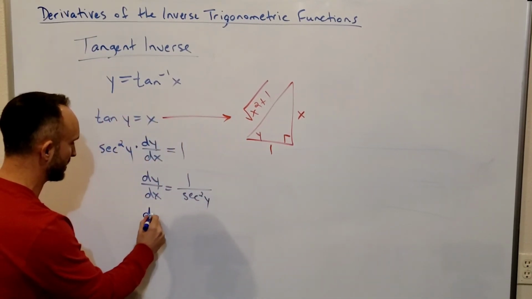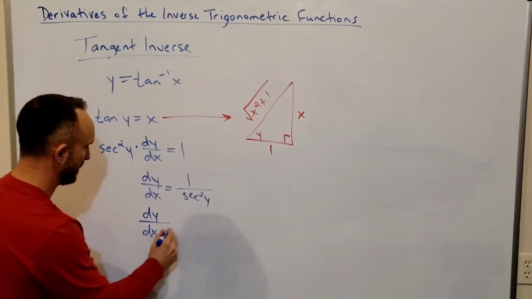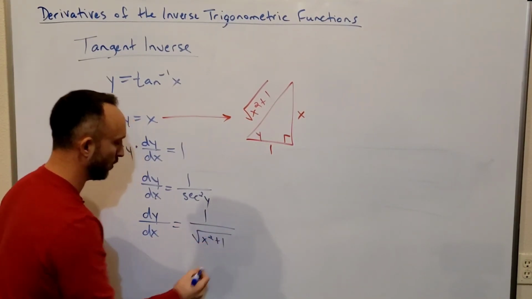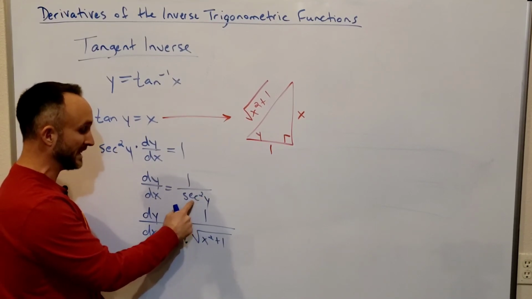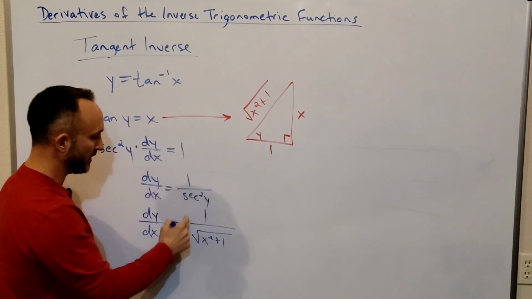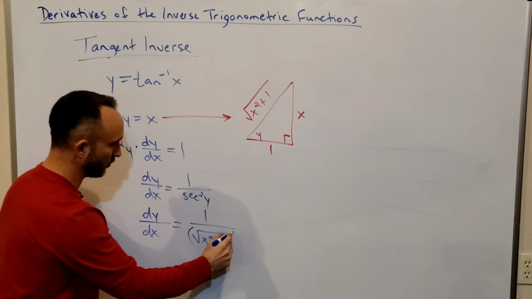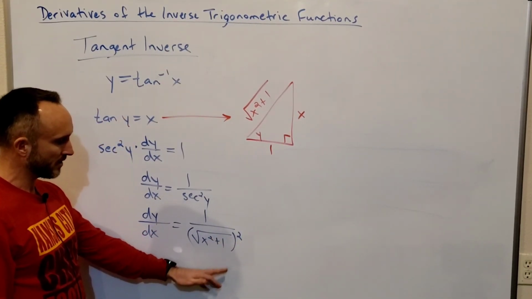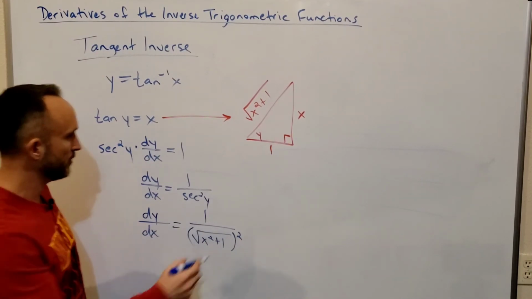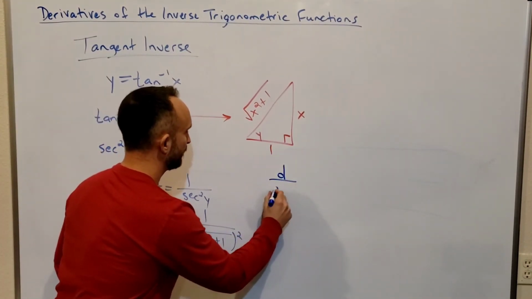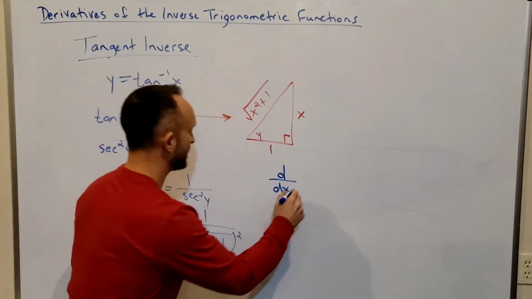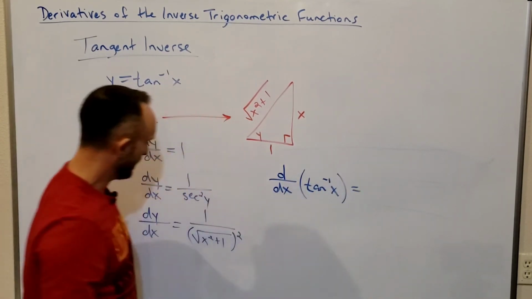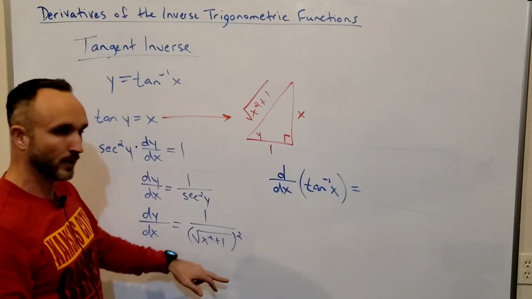So dy dx equals 1 over the square root of x squared plus 1. But then, secant of y is that square root, but we have to look at secant squared. In other words, we have to square this. And rather than write one more step here, the square is going to cancel the square root, so we can see that the derivative with respect to x of the tan inverse of x function is 1 over x squared plus 1.